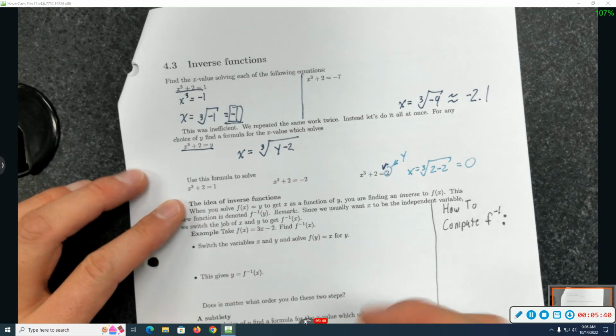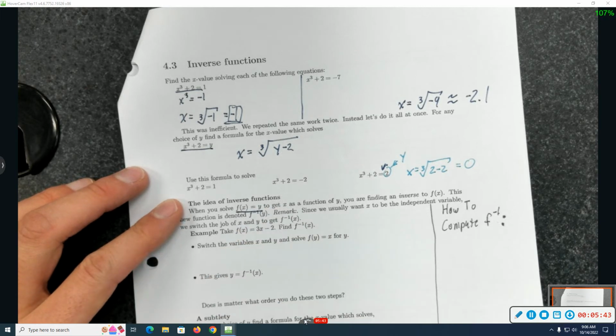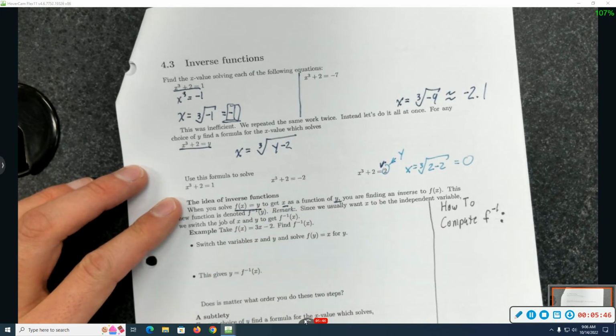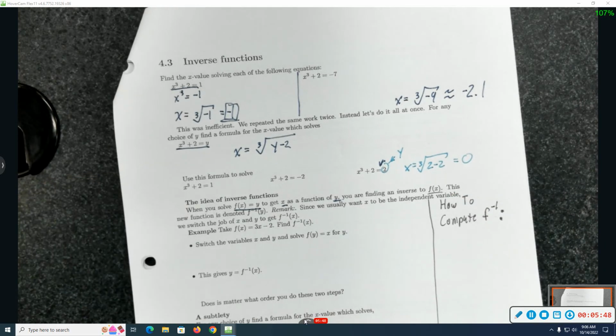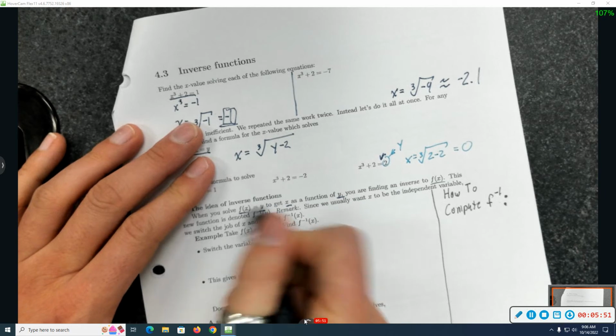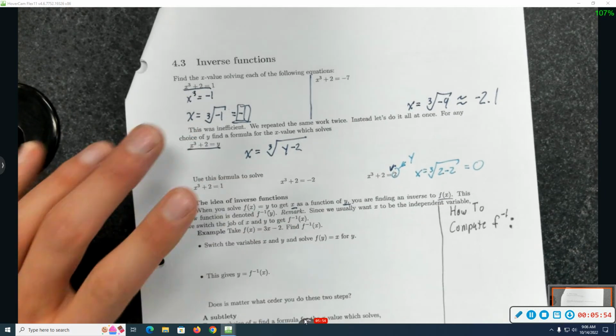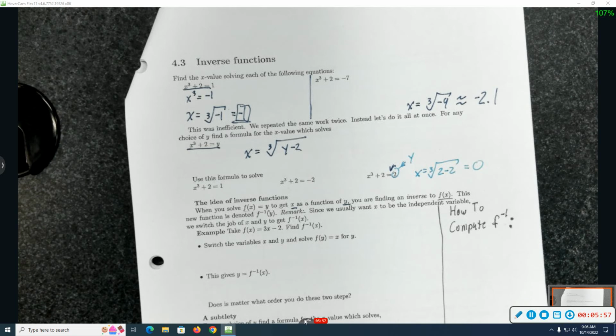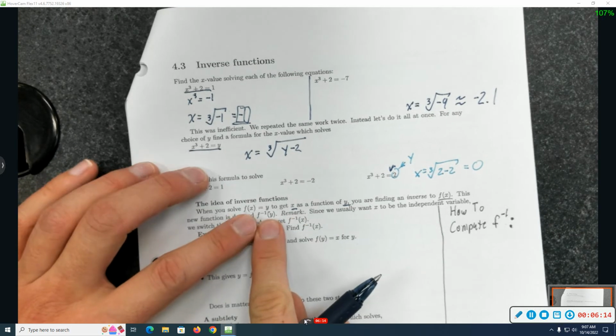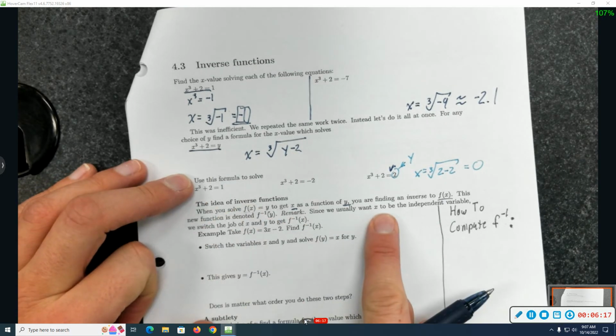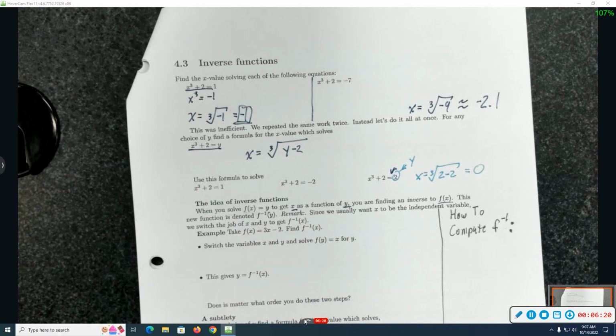So, the idea of the inverse function: whenever you have an equation, f of x equals y, and you would like to solve it to get x as a function of y, you're finding an inverse function to f of x. This new function will be denoted f inverse of y. So notice now that y is the input. What used to be the independent variable is now the dependent variable. Let's see about finding the inverse function for some examples. Since the independent variable is called y, and I usually want x to be the independent variable, often we'll switch the roles of x and y when we find the inverse function.